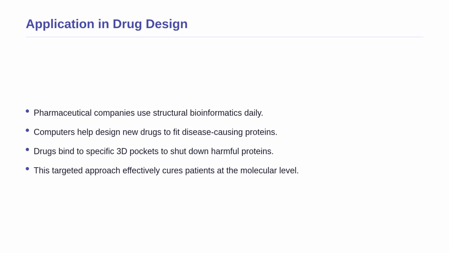Understanding this lock and key mechanism leads us directly to real-world applications. Pharmaceutical companies use structural bioinformatics every single day to design new life-saving medications. By knowing the exact shape of a disease-causing protein, scientists can use computers to design drug molecules that perfectly fit into the protein's three-dimensional pockets. Once the drug binds to the pocket, it effectively shuts the harmful protein down, curing the patient. This rational, structure-based drug design is a massive leap forward from traditional trial-and-error methods of discovering medicines.